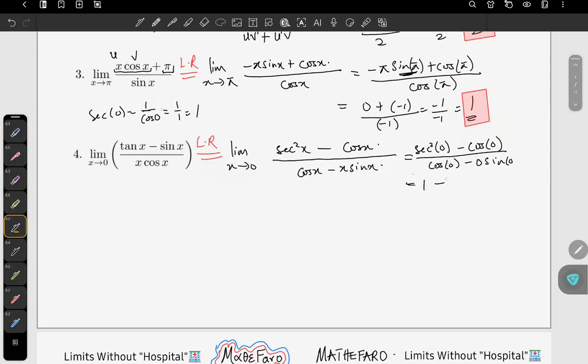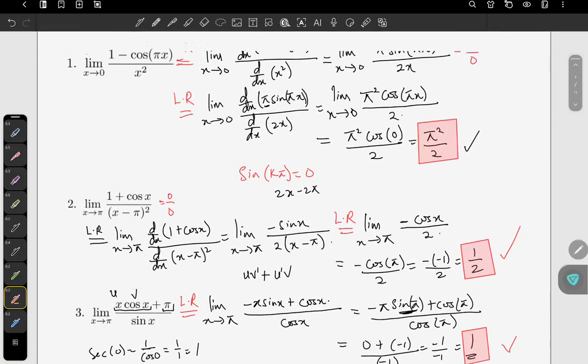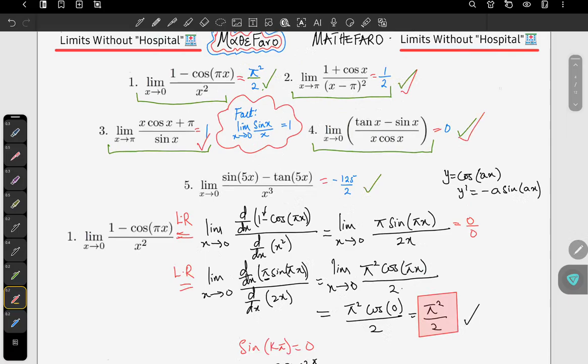So this is 1 minus cos 0, which is 1, over cos 0, which is 1, minus 0 times anything is 0. So this is 0 over 1, and 0 over 1 is 0. That's not a problem. It's not a crime to have 0 as a solution in limits. So it's a real number. So that is also correct, which is what we got initially.